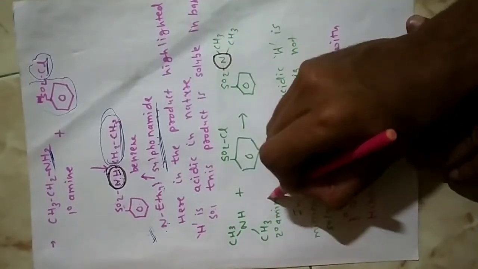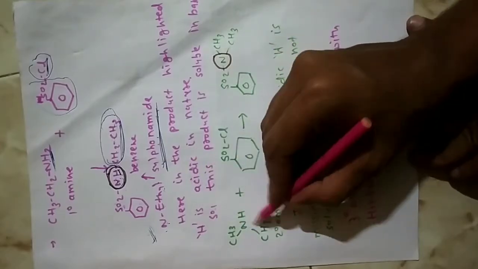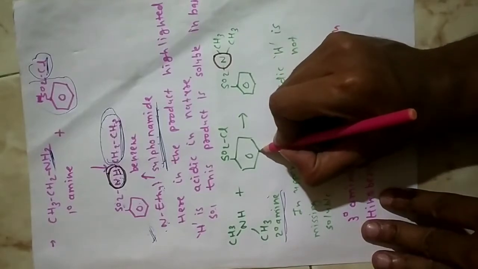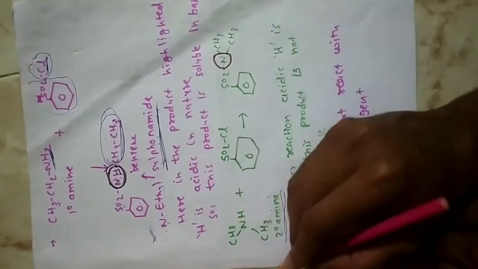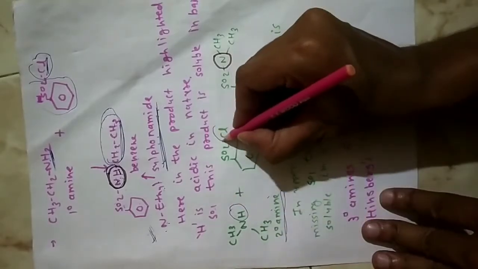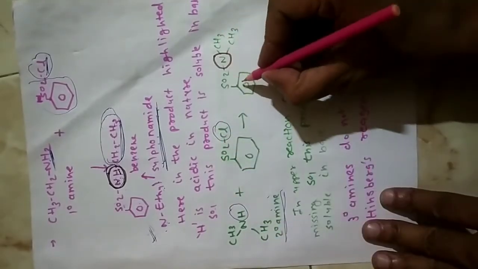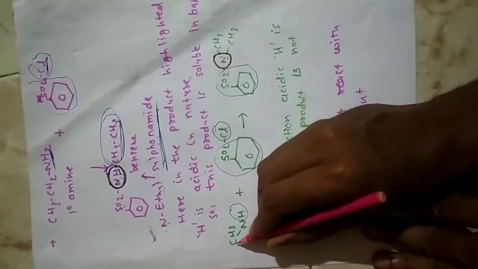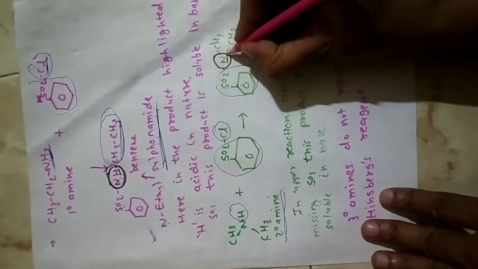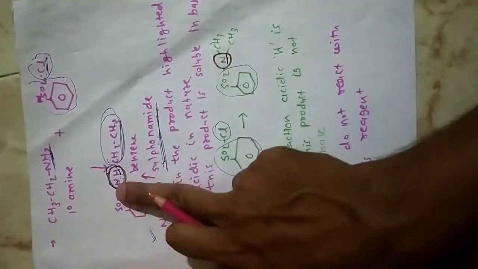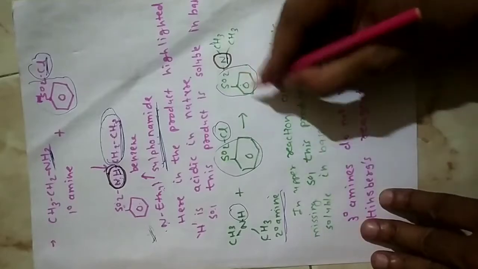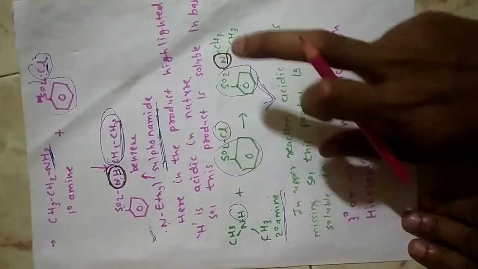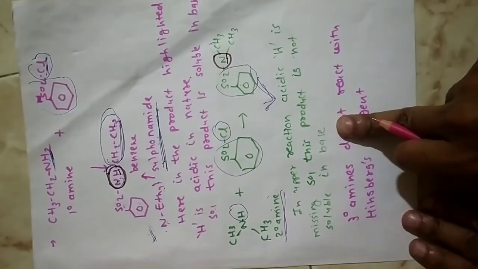Now if we write the same reaction in 2 degree amine, you can see this is 2 degree amine. When it reacts with benzene sulfonyl chloride, again same reaction you have to apply. Remove HCl and combine both. You can see benzene SO2, then nitrogen with 2 CH3. Now here that hydrogen, acidic hydrogen, is missing, so this product is not soluble in base.